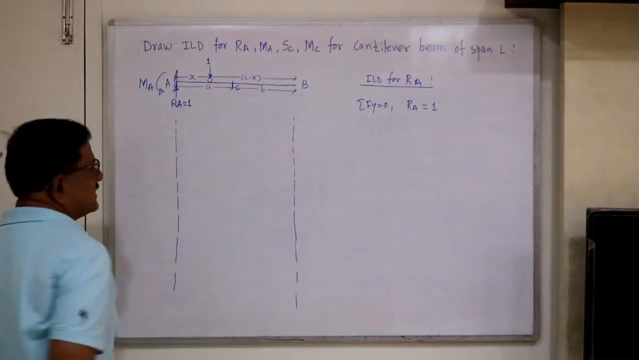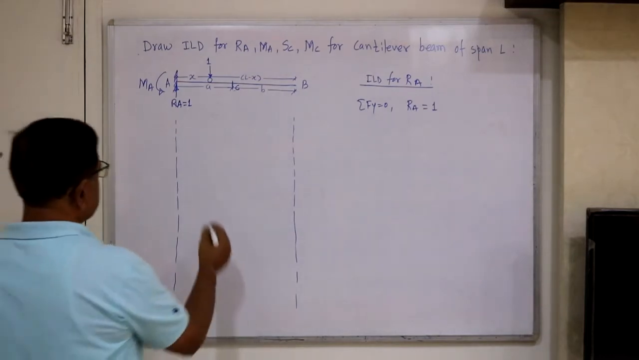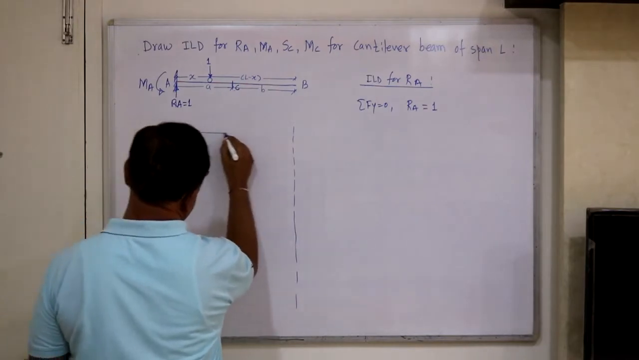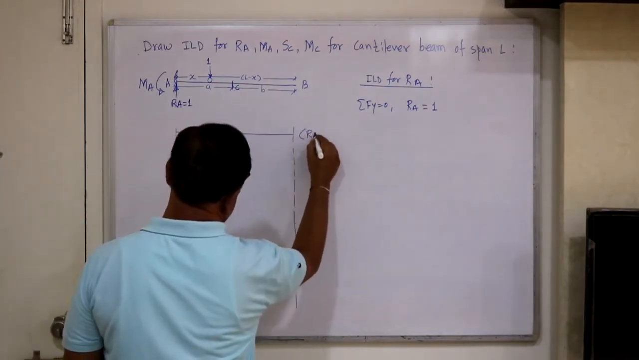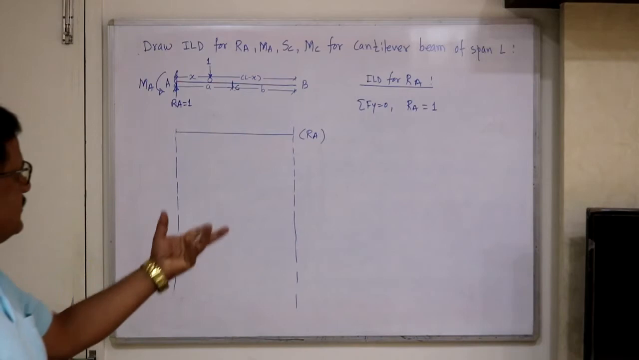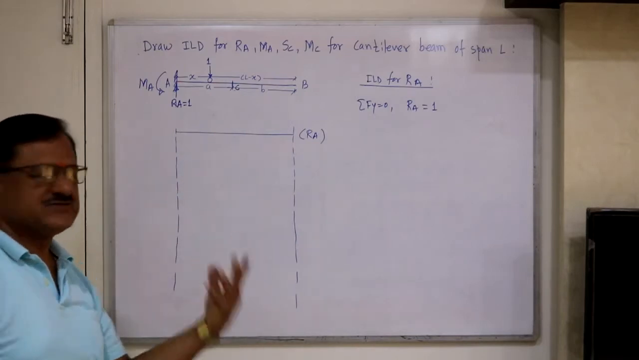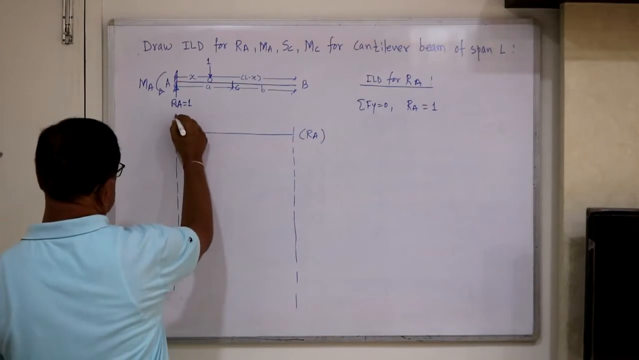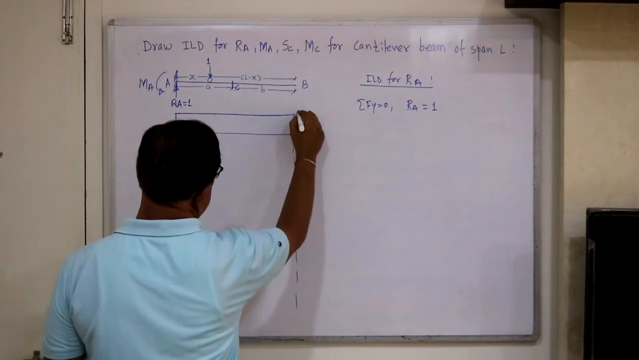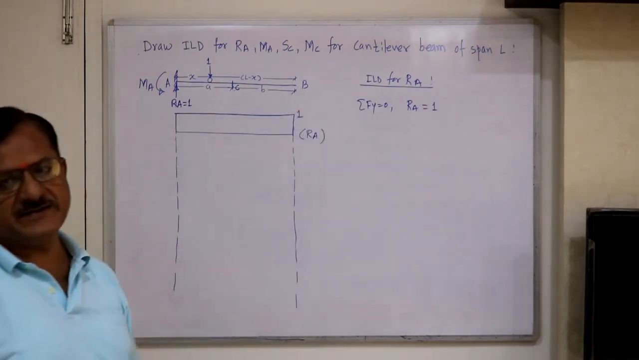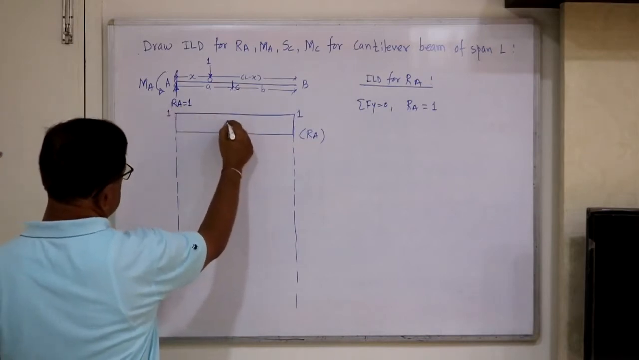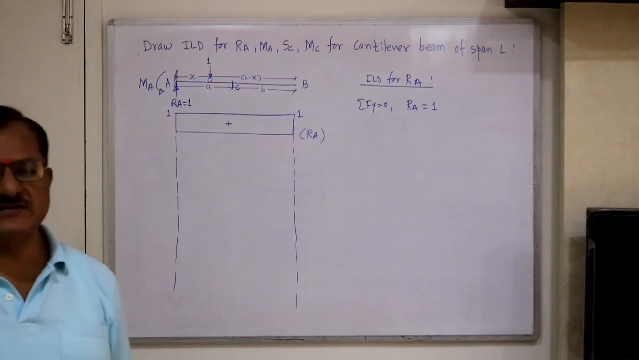Now let's take a reference line. So let's have one reference line and construct ILD for RA. Say this is ILD for RA. Write here the name of the ILD in bracket. So whatever is the position of unit load, RA is always 1. So that means this is constant. So ILD for RA is constant. So this is 1, on both sides, and positive since upward. So ILD for RA we have constructed.